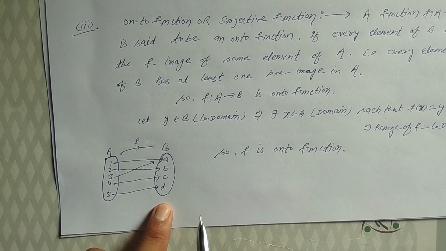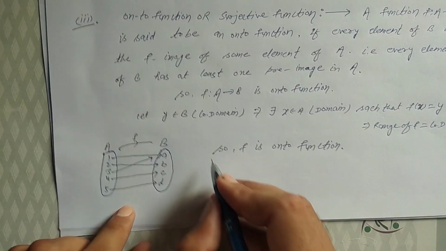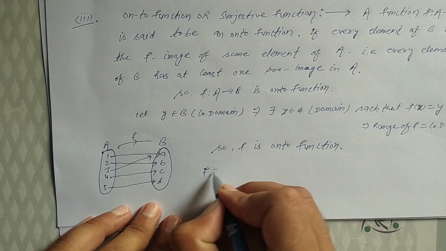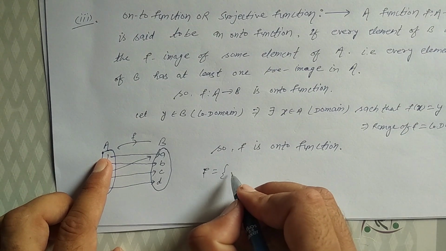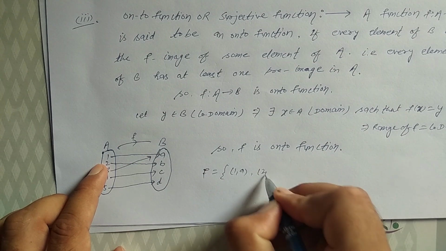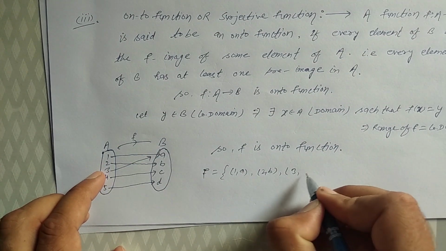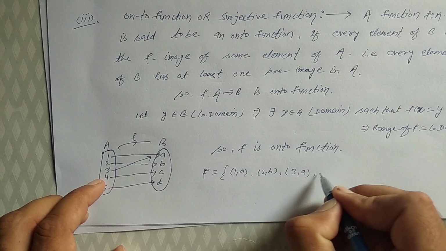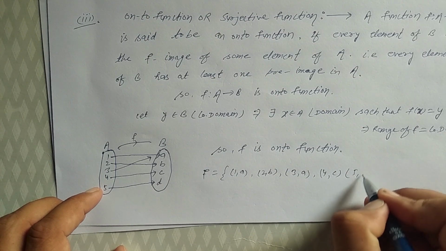On writing the function f in ordered pairs, f is equal to {(1, A), (2, B), (3, A), (4, C), (5, D)}.